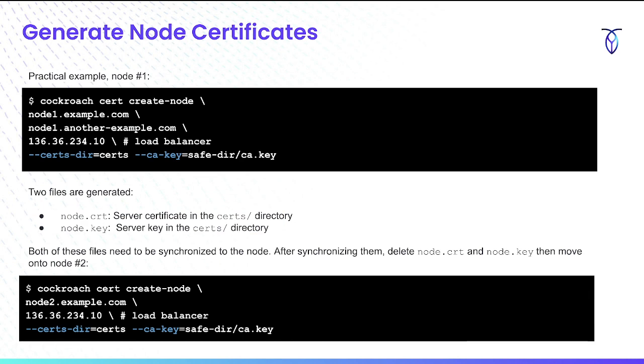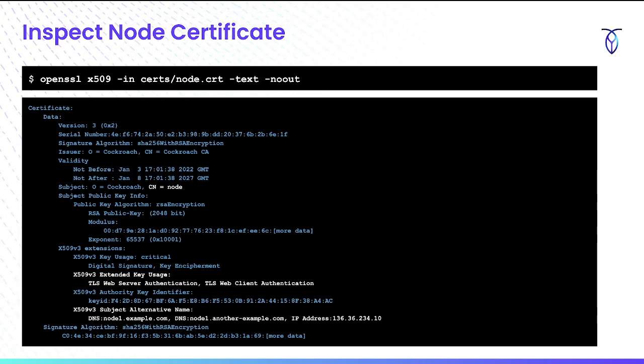And as a practical example, for the first node, we might have a few different names for it. We might have an IP of a load balancer. And we run that command, and it generates those two files. So both the node certificate and the key have to be synchronized to the node. And after that's done, then you can move on to node number 2. So we would follow the same process for all the nodes in the cluster.